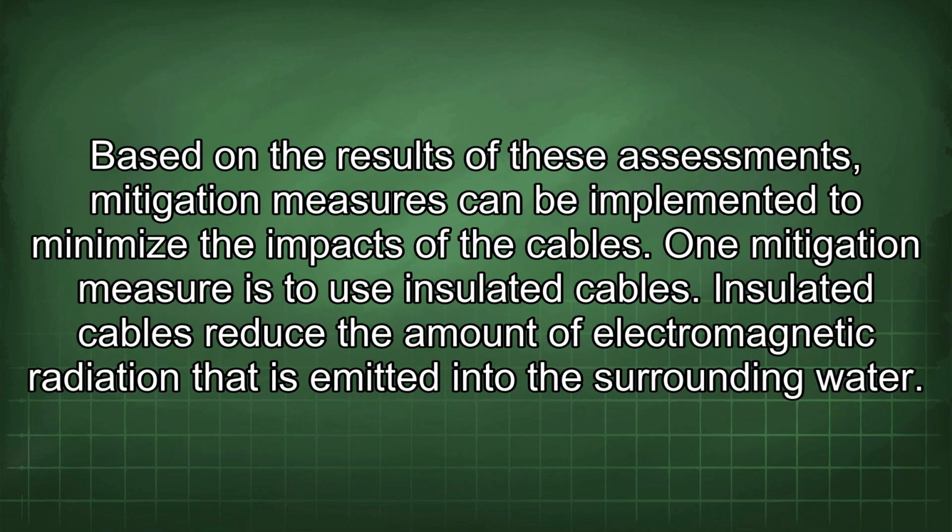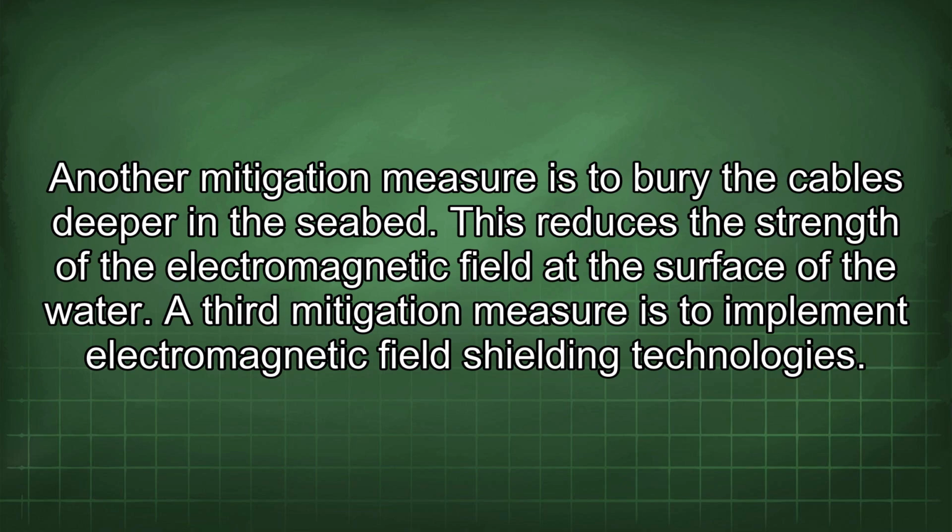Based on the results of these assessments, mitigation measures can be implemented to minimize the impacts of the cables. One mitigation measure is to use insulated cables. Insulated cables reduce the amount of electromagnetic radiation that is emitted into the surrounding water. Another mitigation measure is to bury the cables deeper in the seabed. This reduces the strength of the electromagnetic field at the surface of the water.